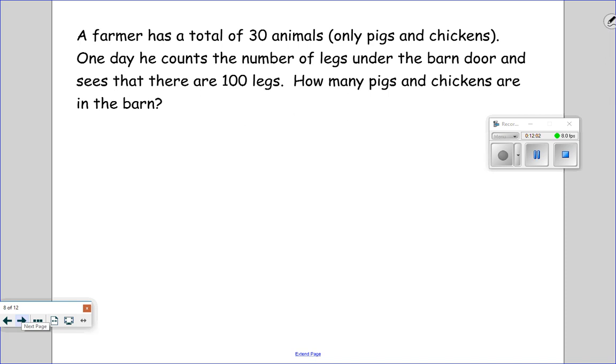Okay. So here's one more problem like this. This one says a farmer has a total of 30 animals. They're pigs and chickens only. One day he counts the number of legs under the barn door and sees that there are 100 legs. How many pigs and how many chickens are in the barn? Okay, so I need to set up two equations. I have two variables. P I'm going to let represent the number of pigs. C is going to be the number of chickens.